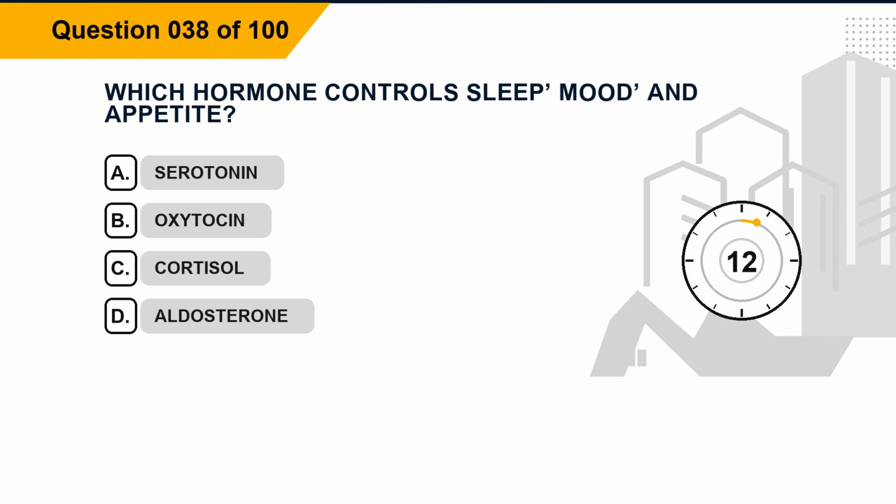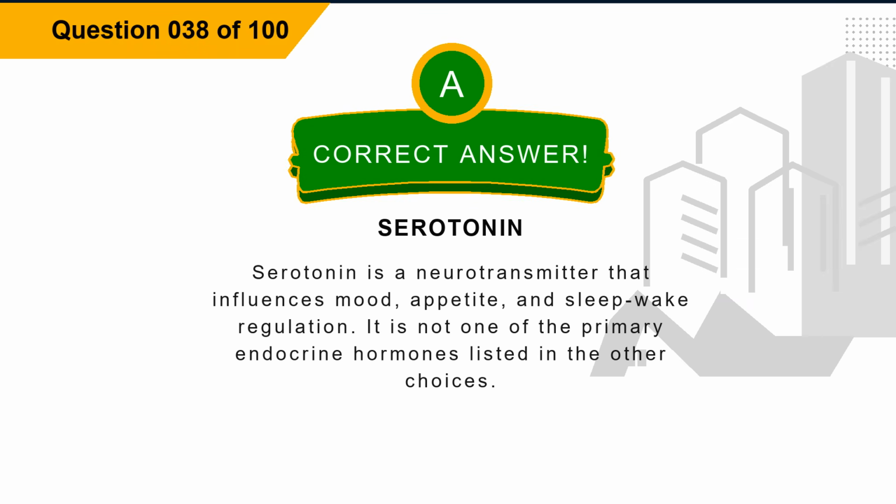Question 38. Which hormone controls sleep, mood, and appetite? Option A, serotonin. Option B, oxytocin. Option C, cortisol. Option D, aldosterone. The correct answer is option A, serotonin.